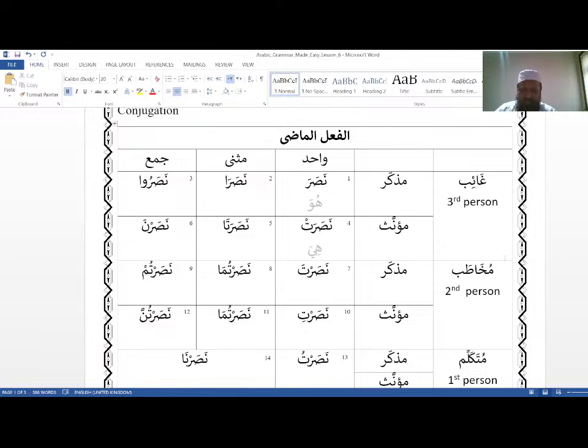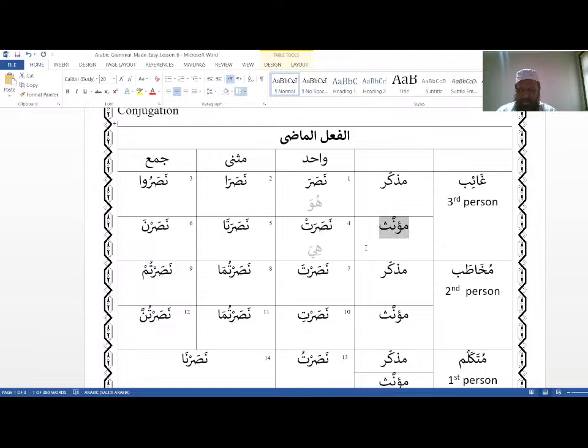For mu'annas, nasarat, we add the ta sakin to make it mu'annas. If there is no ism after it, here is the fa'il. And remember, for the rest of the sigas, the fa'il comes with it, because for the rest of the sigas you will never see an ism after it. Because for one siga, two isms cannot be fa'il. Only one ism has to be fa'il. So here we've learned the alif is the fa'il for muthanna. Nasaru, the waw is the fa'il.